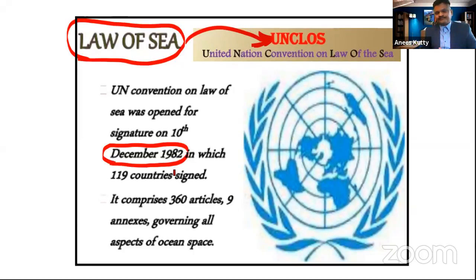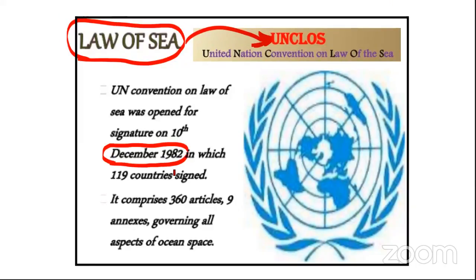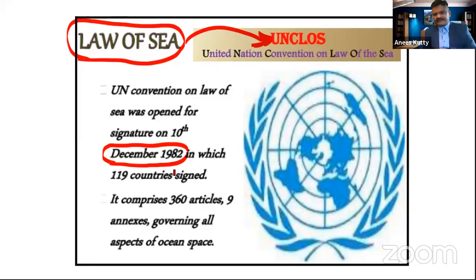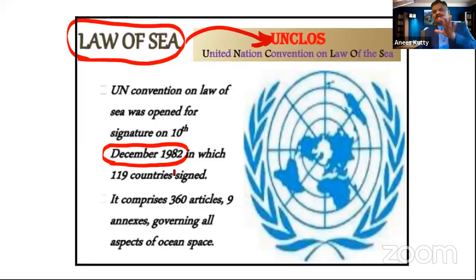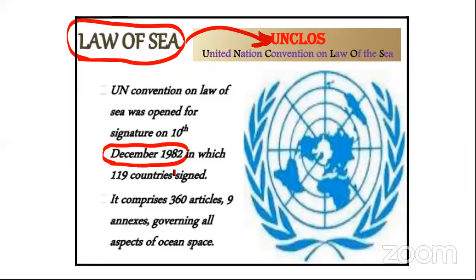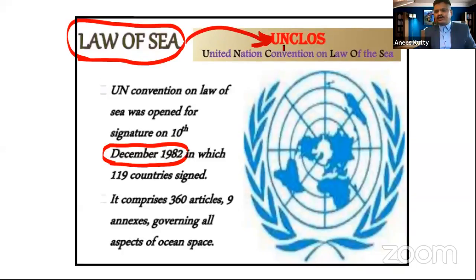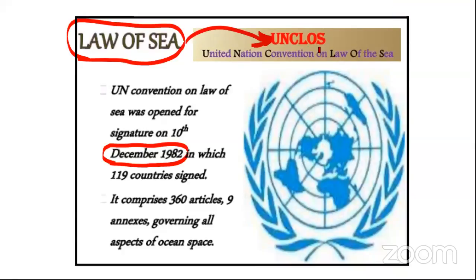Again, for land, we have the border, which is recognized or maybe disputed between the two countries. At the same time, for coastal borders, we have an international treaty. This international treaty is known as the law of the sea. The law of the sea is known as UNCLOS. What is the long form of UNCLOS? It is the United Nations Convention on the Law of the Sea.